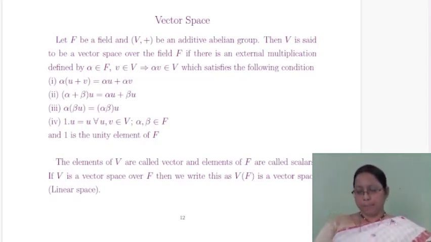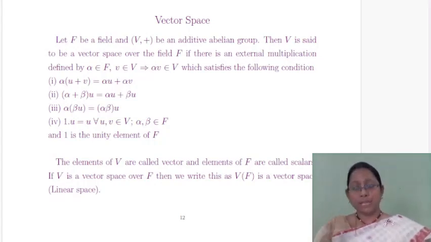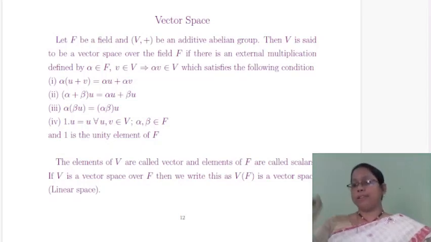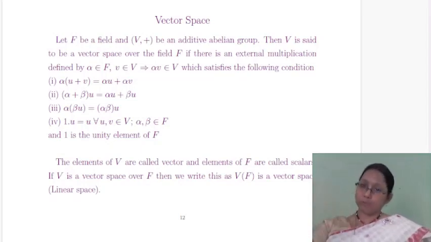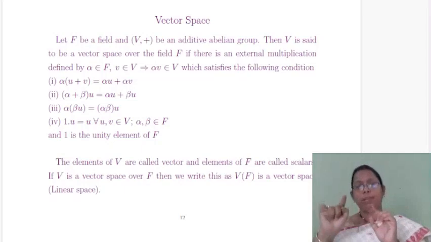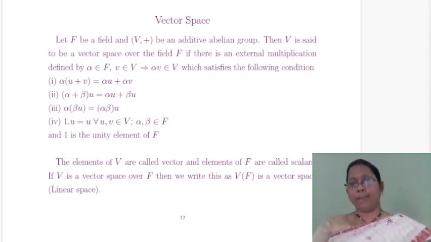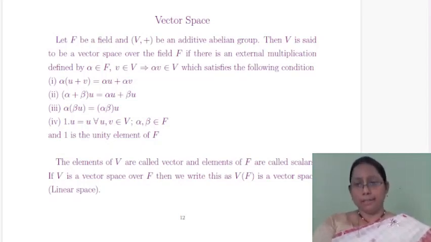Next, in the case of a field, every non-zero element of F possesses a multiplicative inverse. What is a multiplicative inverse? If A belongs to F, there exists another element B belongs to F such that A into B is equal to the identity, is equal to B into A. Then we say A is the inverse of B or B is the inverse of A. In addition to this, if it follows the following four conditions, then we say vector space.